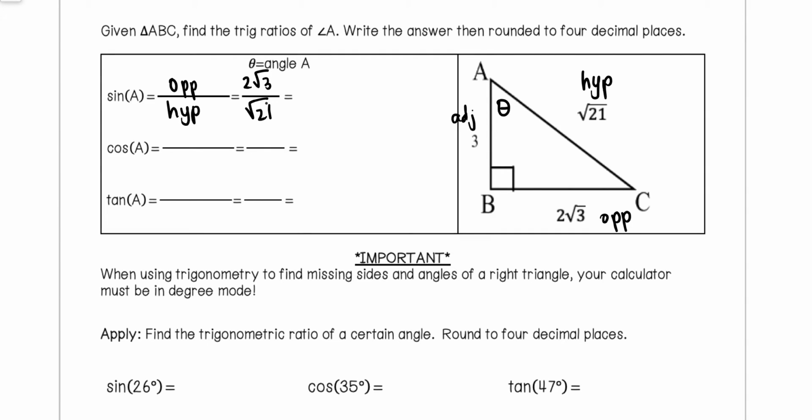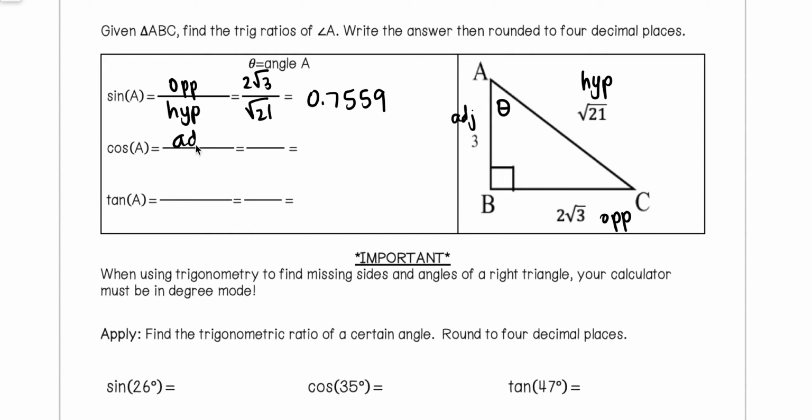Now, if we were going to ask to be leaving this in simplest radical form, we would need to rationalize this denominator, but since we want to just round it to the 4th decimal place, we're going to stick it in the calculator, and when we end up rounding that, we are left with this number as an approximation of what the sine of A would be based on this triangle.